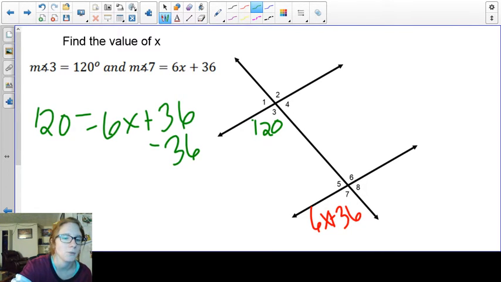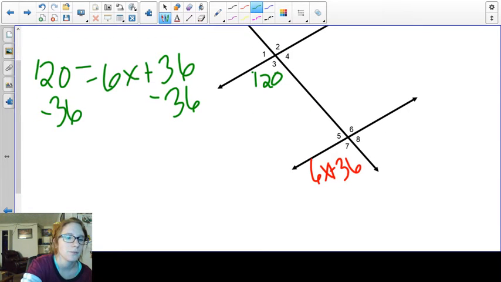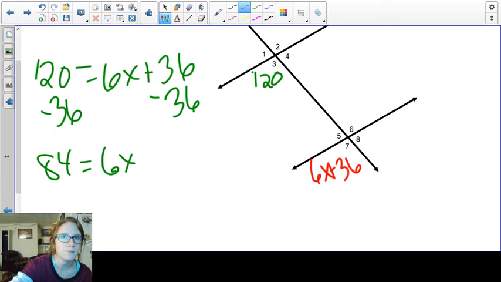So we're going to go ahead and subtract that 36, which gives me 84. So I have 84 is equal to 6x. Divide both sides by 6. x is equal to 14.